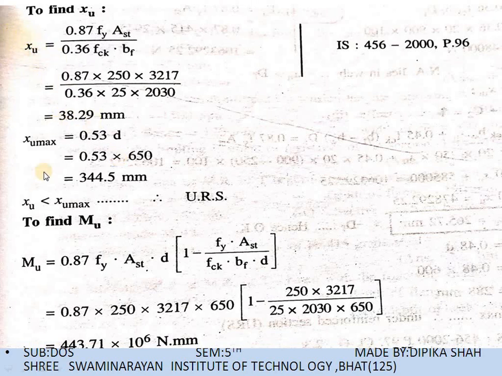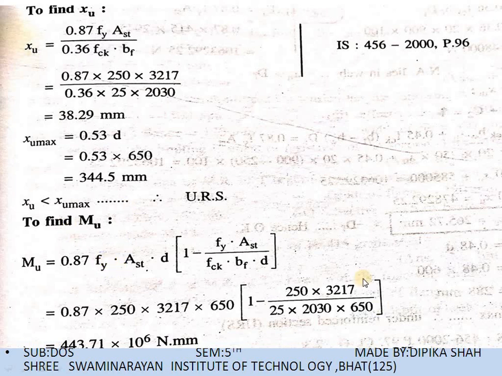Now here Xu is less than Xu max, right? Whenever Xu is less than Xu max, our reinforced section is an under reinforced section. So for an under reinforced section we will use this equation for mu: Mu is equal to 0.87 Fy into Ast into d, into 1 minus Fy into Ast upon fck into bf into d.